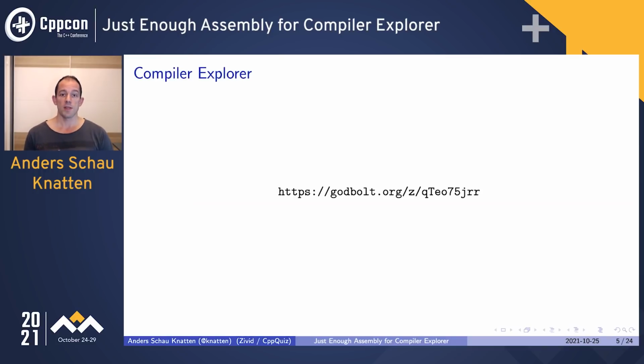But we're not here to talk about any of that. We're here to talk about Compiler Explorer. And what's so cool about Compiler Explorer? It's a web page where you can paste your C or C++ or Rust or whatever on one side. And then on the other side, you can see the assembly code that gets generated.